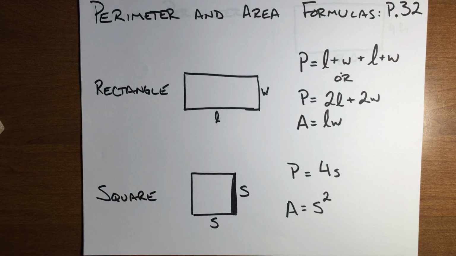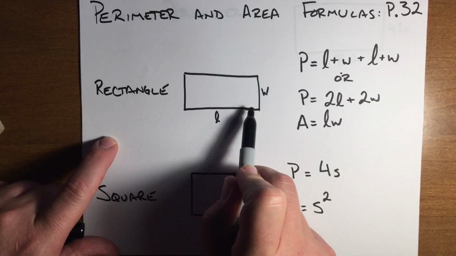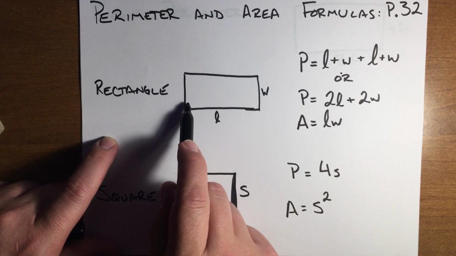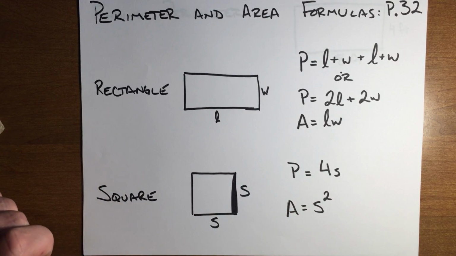Okay, so there's our perimeter formula for a rectangle, and our area formula for a rectangle is simply going to be take the length and multiply it by the width. If you can picture that, you're going to end up creating several boxes in here, and that's really what you're going to try to figure out with an area. How many boxes, how many squares does it take to fill this area?